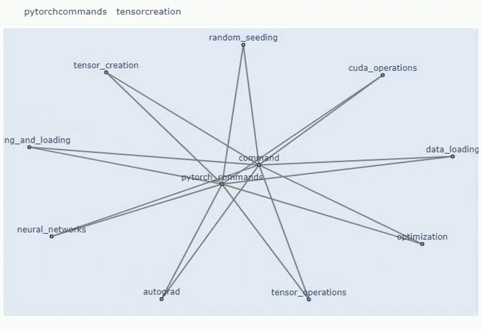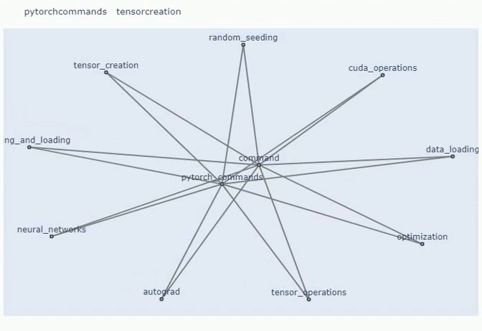Command: tensor.matmul(other). Description: matrix multiplication of tensors. Command: tensor.transpose(dim0, dim1). Description: transposes dimensions of a tensor. Command: tensor.view(shape). Description: reshapes a tensor.